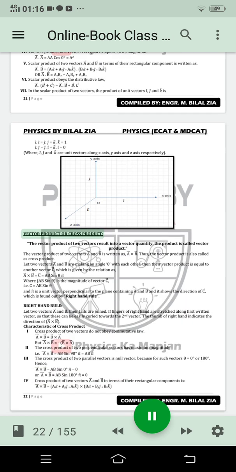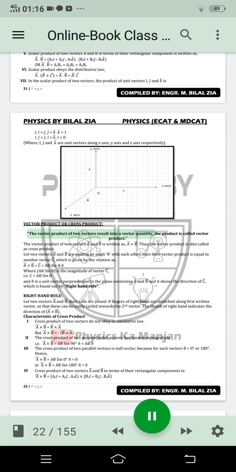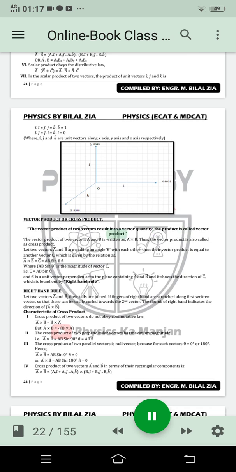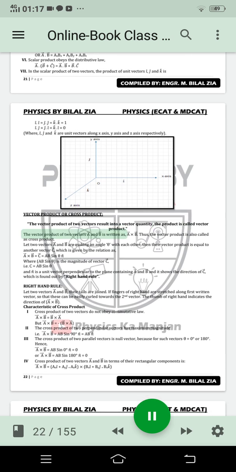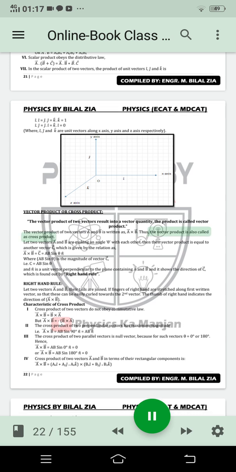Vector product or cross product. The vector product of two vectors results into a vector quantity. The product is called vector product. The vector product of two vectors A and B is written as A times B. Thus, the vector product is also called as cross product.